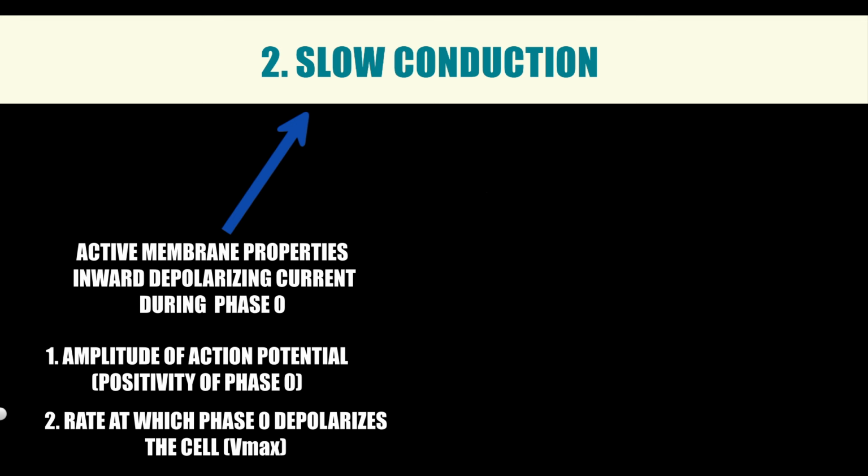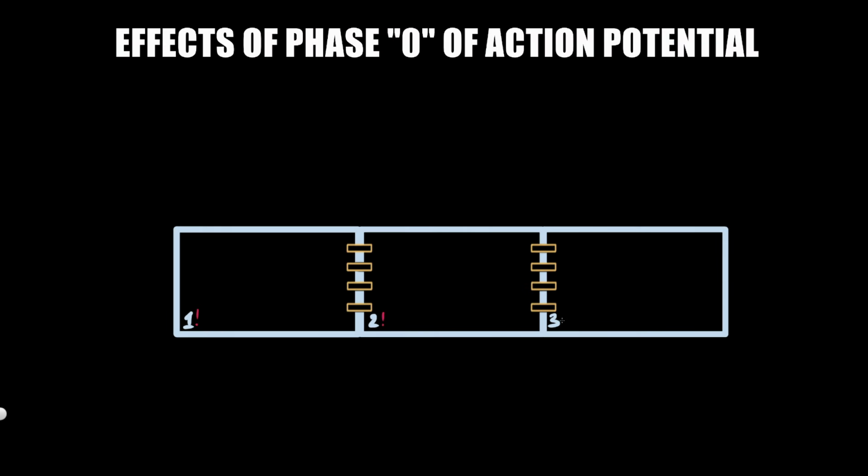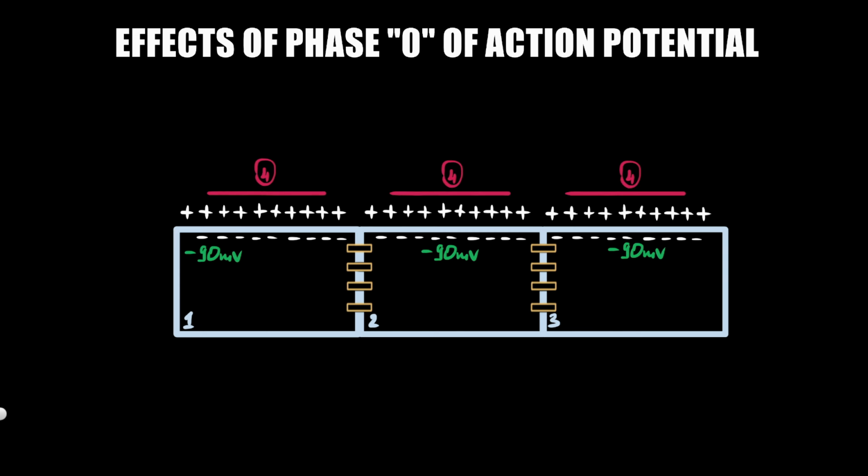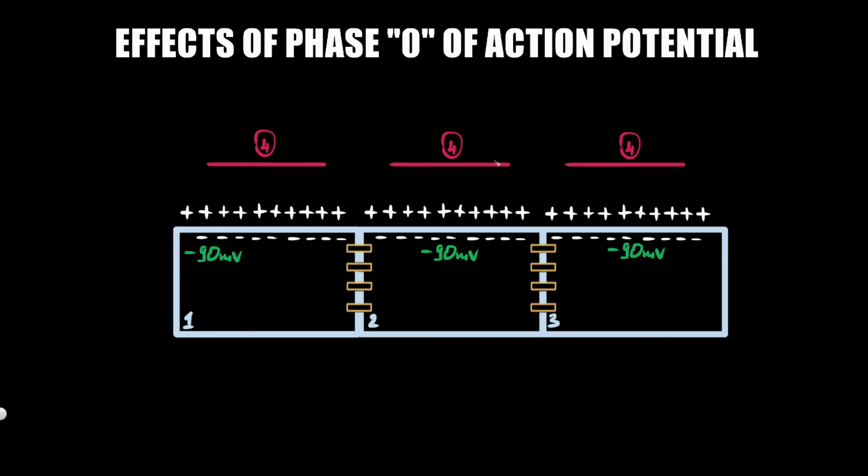Let's explain the changes of phase 0 of the action potential. Here you see three cells that are connected electrically by gap junctions. When the cell is in a resting state, the external side of the cell membrane is charged positively and the internal negatively. The membrane potential in this case is minus 90 mV. The cell is in the fourth phase of the action potential, the resting potential.